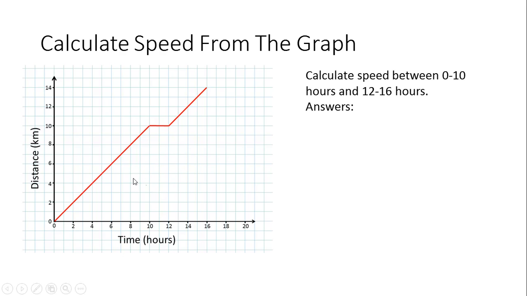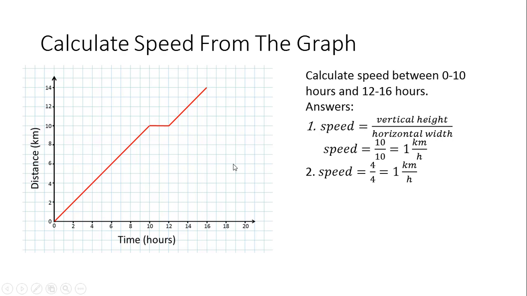So for number 1, which is 0 to 10, the height is 10 and the width is 10. And for number 2, 12 to 16, the height is 4. So you need to count the height from here because it starts to move from here, and width is from here because it starts to move from here. Remember, don't count it start from 0 for the second triangle. And then this is the answer.